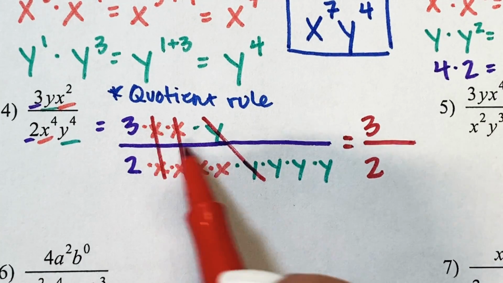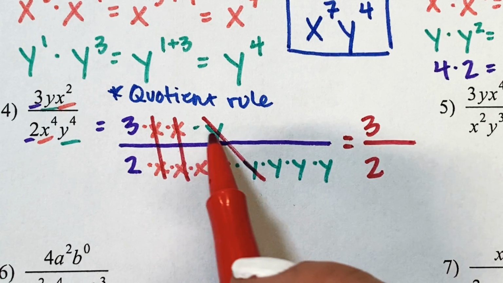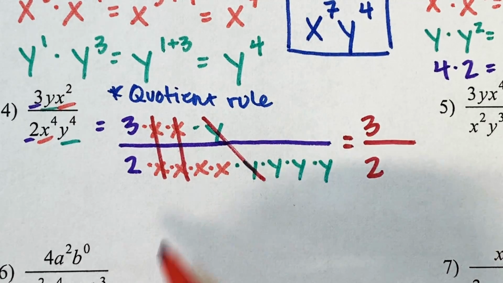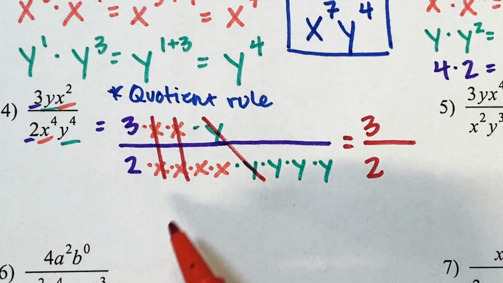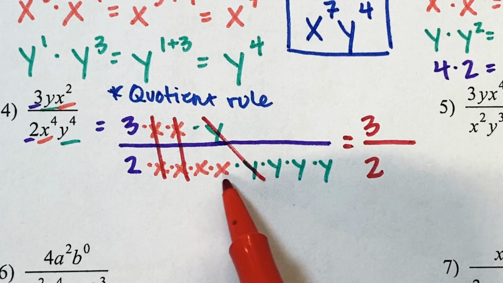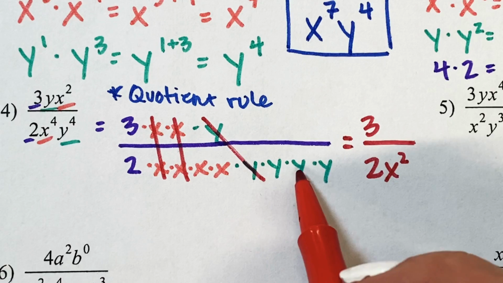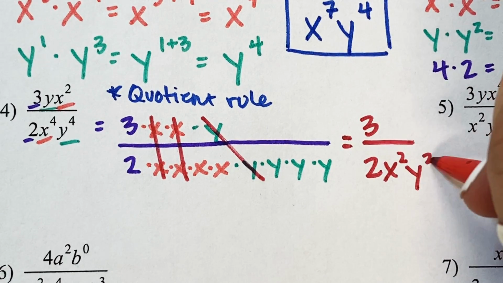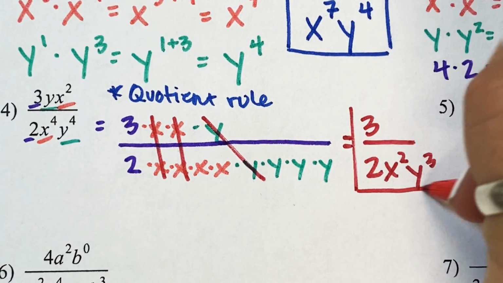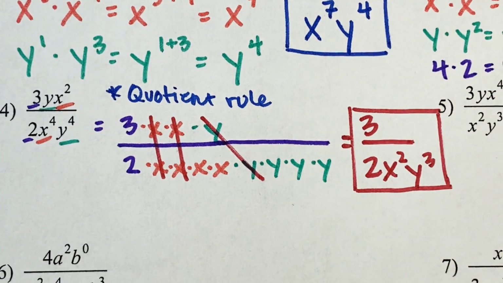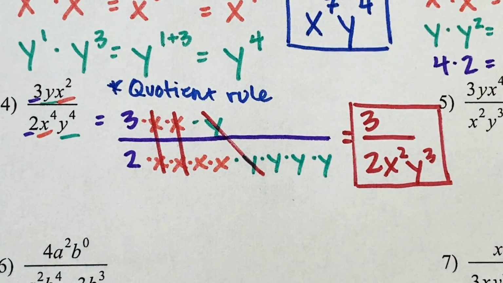Now, first let me ask you, is there anything else left on top? Nope, everything got canceled. So now let's look at what's left on bottom. We have 2 x's, or x squared, and we have 1, 2, 3 y's, or y cubed. And that is our final simplified answer: 3 over 2x squared y cubed.